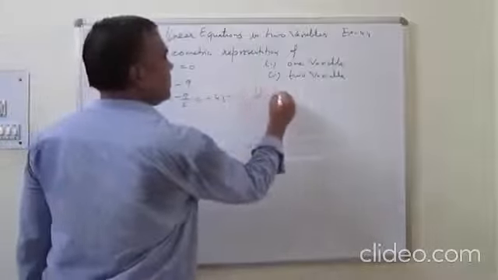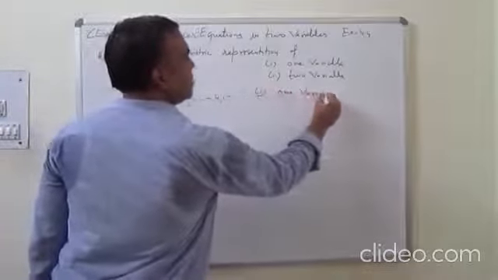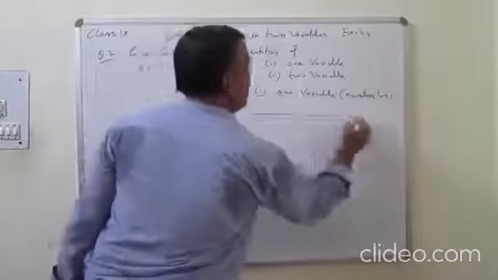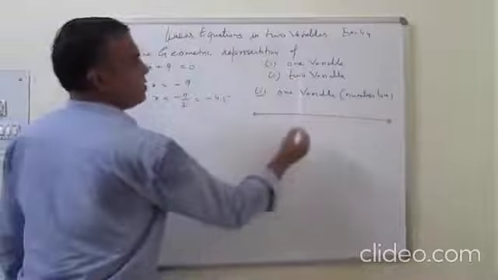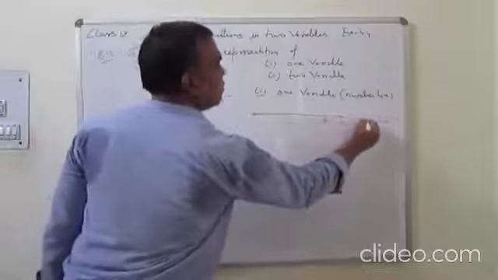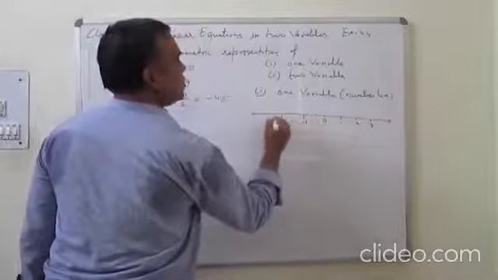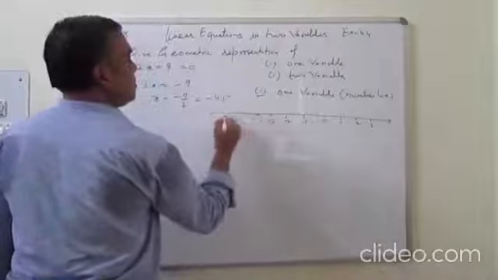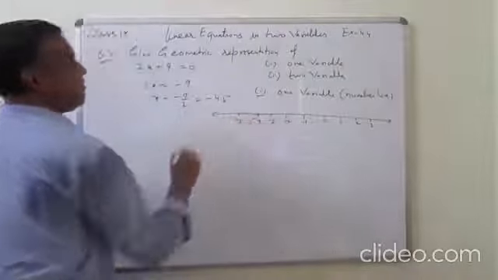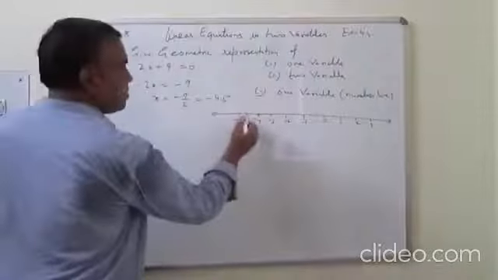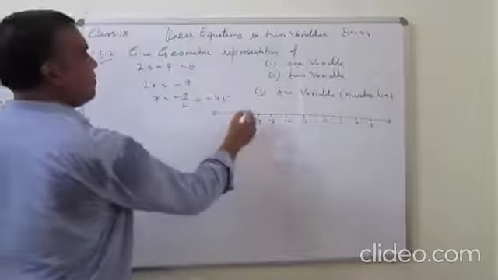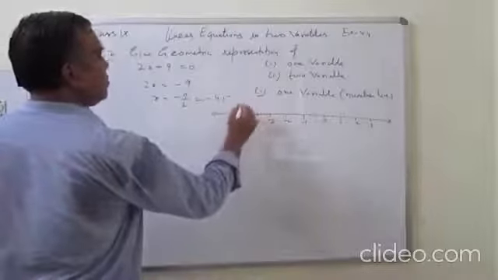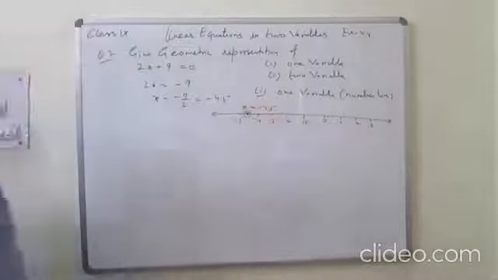In one variable, see, one variable is on number line. One variable means number line. Draw a line. Origin, 1, 2, 3, minus 1, minus 2, minus 3, minus 4, minus 5. So the point is here, minus 4.5. This is the point. This is called x is equal to minus 4.5.